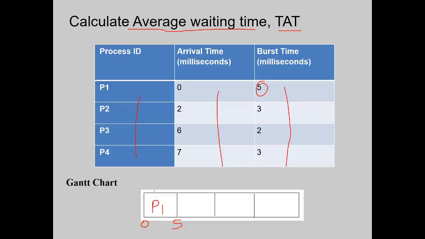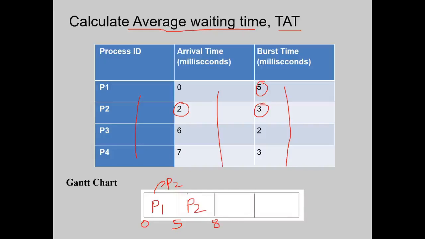Now when process P1 is running till unit 5, check out if any of the processes are in the ready queue. Yes, at unit 2, process P2 has come. It is already in the ready queue. So allocate the CPU for process P2. So how much time is it going to run? 3 units. 5 plus 3, 8.